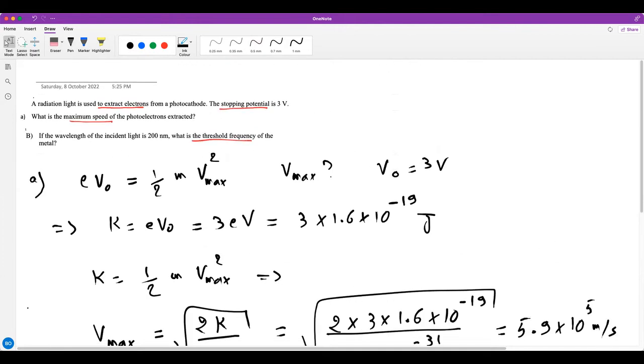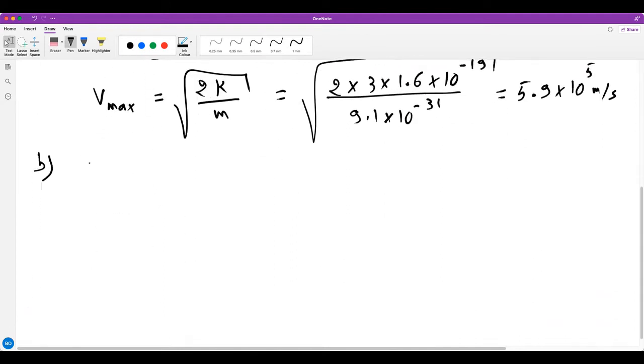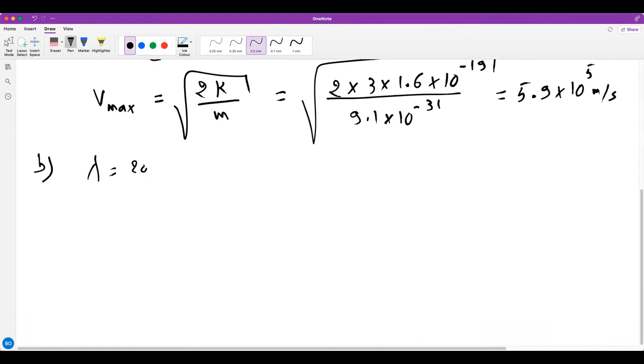Okay, now let's go to question B. Question B is asking: if the wavelength of the incident photon is 200 nanometers, what is the threshold frequency? What we know is that lambda is 200 nanometers. What will be the threshold frequency?